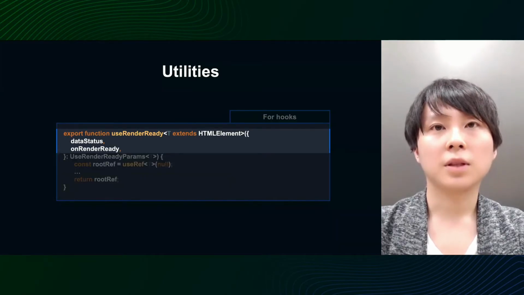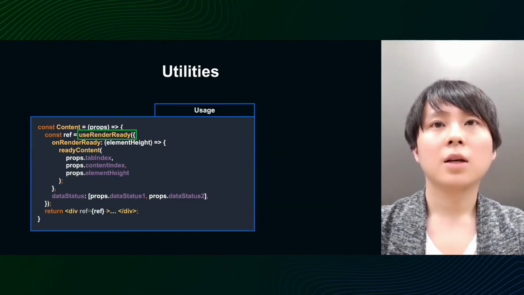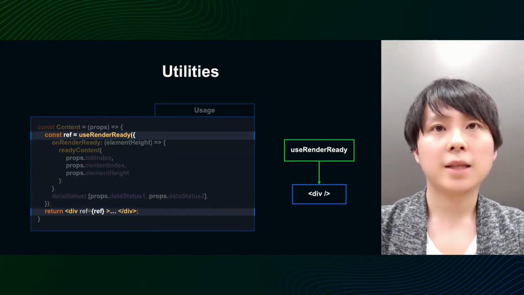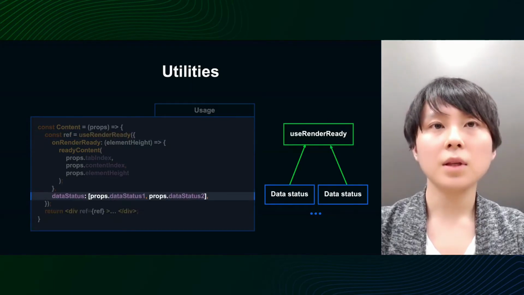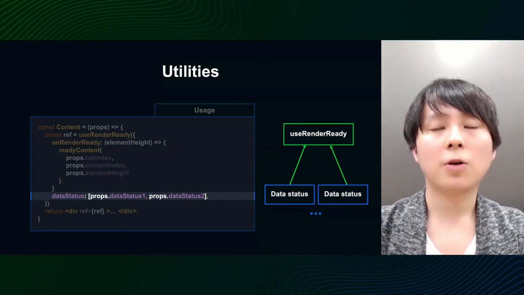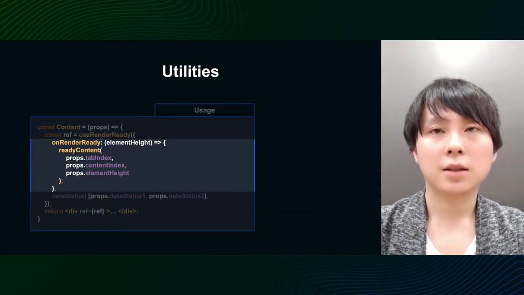This hook is a function which takes the data status of the content and a callback function, and returns a ref object. These hooks are called from the content component, and the ref object generated inside the hooks is tied to the DOM of the content. This allows the hooks to retrieve the height of the content. From the data status received as an argument, you can determine whether the height of the content has been determined or not. Then, when the height of the content is fixed, we call the register callback function.